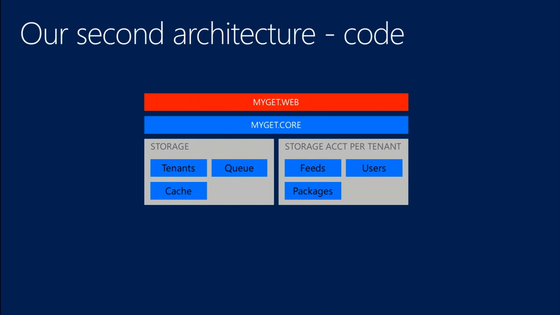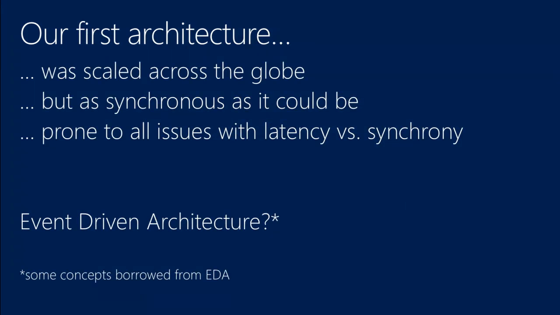MyGet core contains also all methods to connect to storage, connect to the storage account to decide which tenant is there. So basically all logic is in there, and the website is simply using that to present everything to the user. Now our first architecture was scaled across the globe, and it was very synchronous. So we were waiting for storage to respond to the results and things like that. We were doing synchronization and so on, and that basically proved very bad because of issues with latency, synchronization, making sure caches don't go stale, and so on. So we came up with the idea of an event-driven architecture.